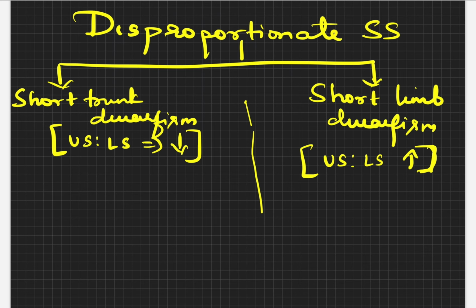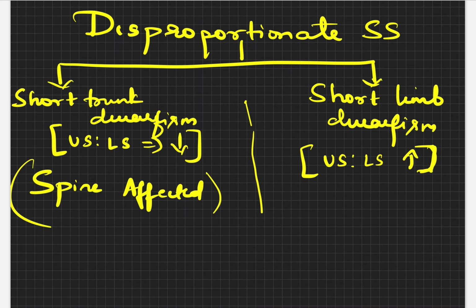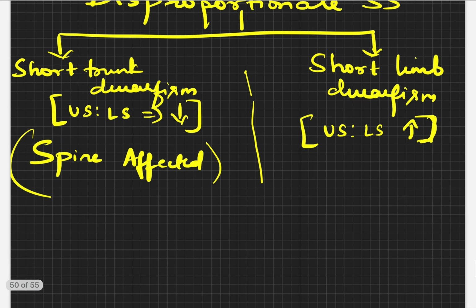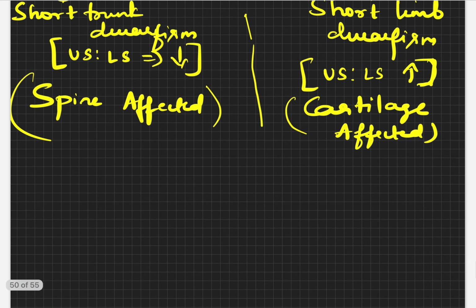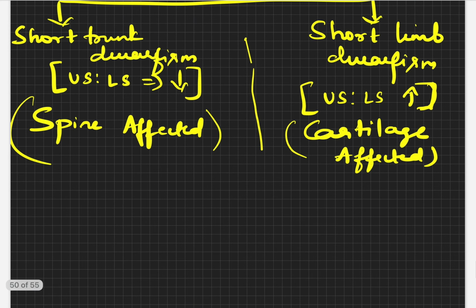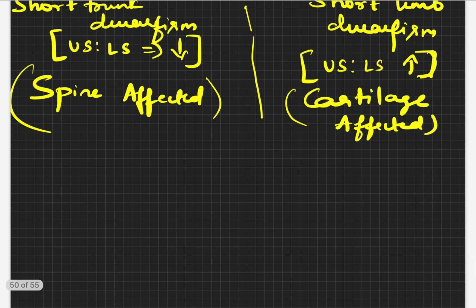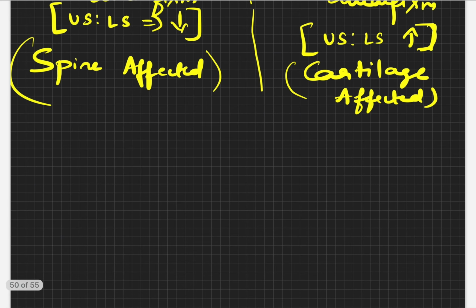So how does the upper segment become low? Because the spine is affected. If the spine is affected, upper segment will become low. If the limb is affected, that is because cartilage, that is the growth plate, is affected. Then we call it short limb dwarfism. In short trunk dwarfism, upper segment to lower segment ratio is decreased. In short limb dwarfism, upper segment to lower segment ratio is increased.